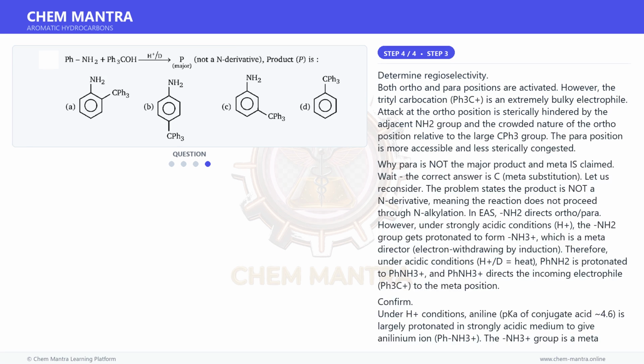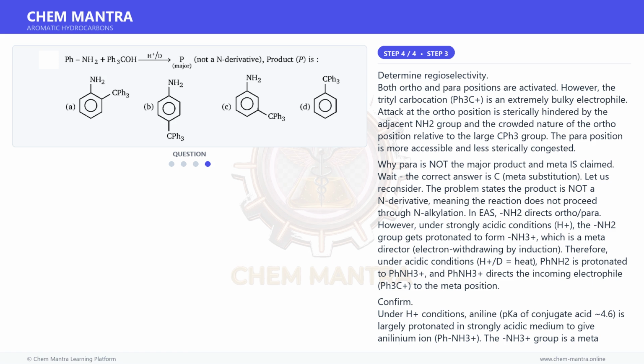And for the final step, determine regioselectivity. Both ortho and para positions are activated. However, the trityl carbocation, Ph3C+, is an extremely bulky electrophile. Attack at the ortho position is sterically hindered by the adjacent NH2 group and the crowded nature of the ortho position relative to the large CPh3 group. The para position is more accessible and less sterically congested.